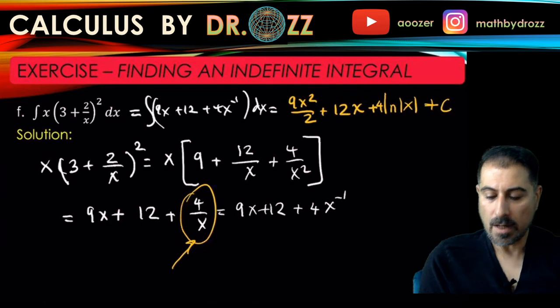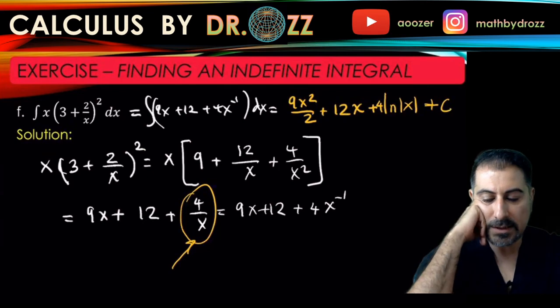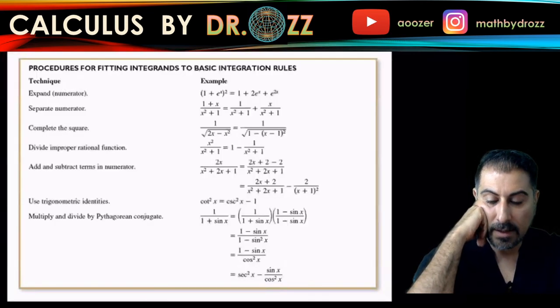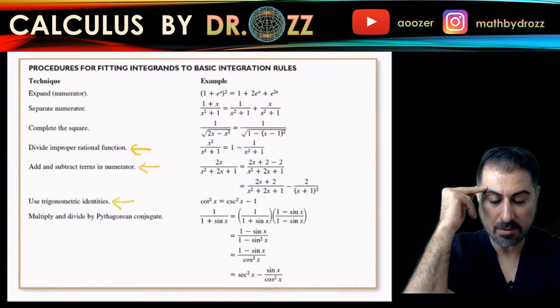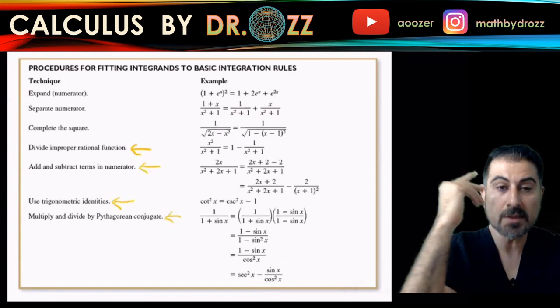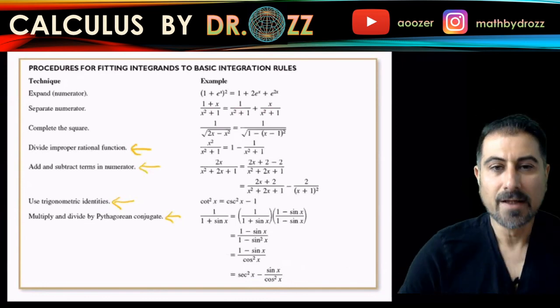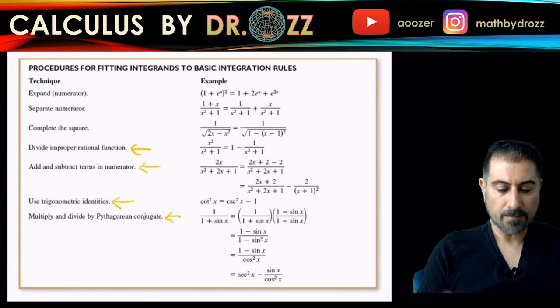All right. I think this was a good example, at least to try out a few techniques here. You can also practice other techniques by yourself, like dividing an improper rational function. We did adding and subtracting terms in the numerator. We did not have any example for us to use the trig identities, and we didn't use the conjugate business here. But there are going to be more integrals along the way, so we're going to go back to this basic chart to follow the techniques here.